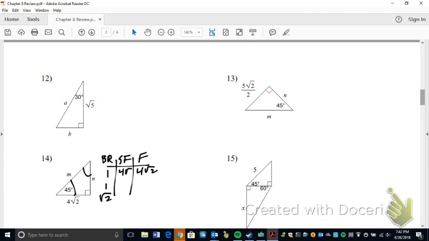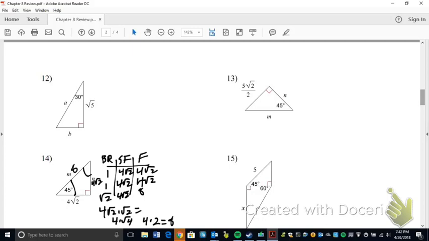Our leg is 4 times the square root of 2, so that's going to be our scale factor, because 4 radical 2 divided by 1 is going to be 4 radical 2. Multiply across, and we get 4 radical 2 for the other leg. That's going to be n. And then for the bottom one, we're going to go 4 radical 2 times the square root of 2. That's going to give us 4 times the square root of 4, or 4 times 2, or 8.